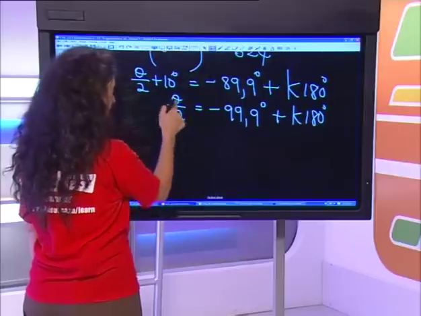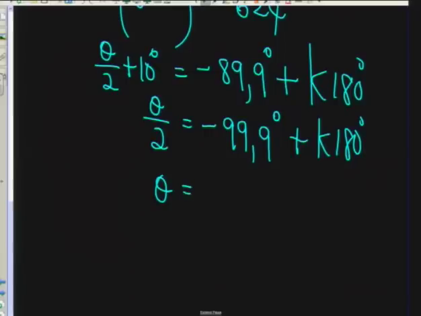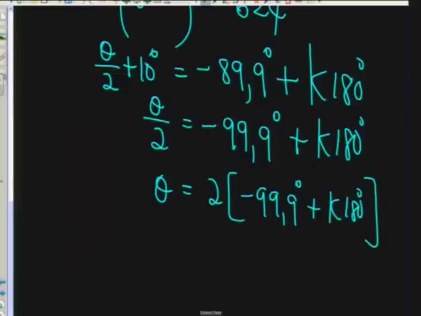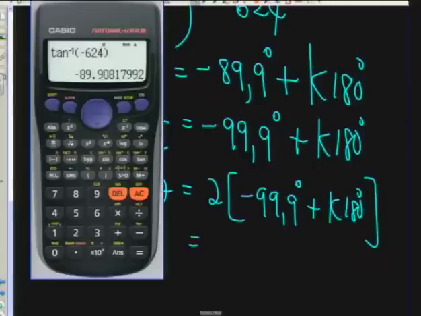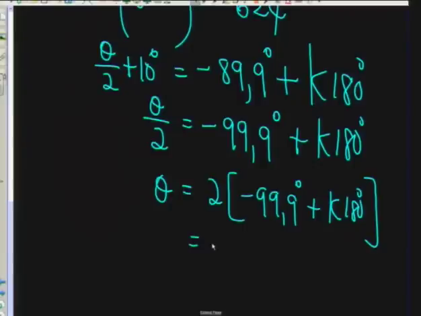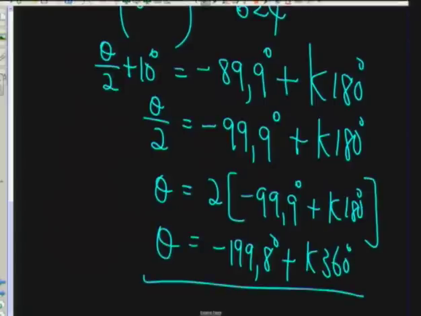And then what do I do to solve for theta? I multiply both sides by 2. So it's 2 times my negative 99,9 plus K180. And that gives us, if we just take on the calculator, that minus 10, and we multiply it by 2, we get negative 199,8 plus K360. And that would be the general solution of theta, of that tan function.